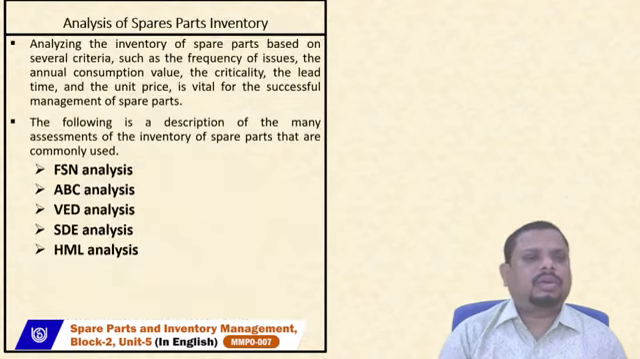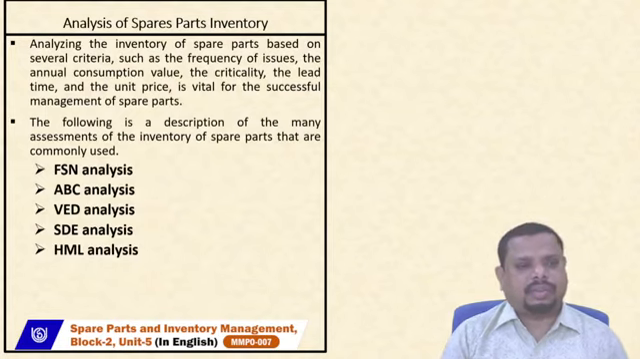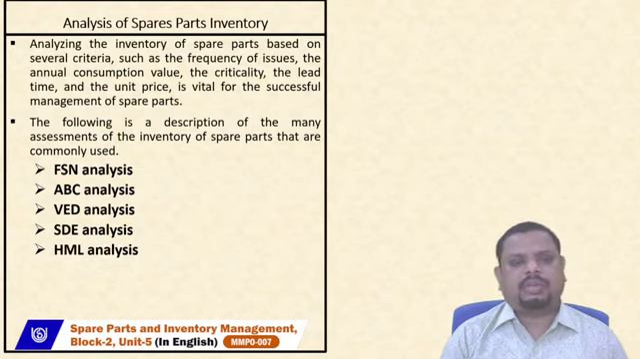Going to the next one, the analysis of your spare parts inventories. In this section, we have to go for the classification of inventory spare parts by using a number of analyses. So why is analysis needed? The analysis of inventory of spare parts is based upon several criteria, such as the frequency of issue, annual consumption values, criticality, the lead time of your spare parts, and the most important part, the unit price of your spare part, which is vital for the success of your management of spare parts industries.